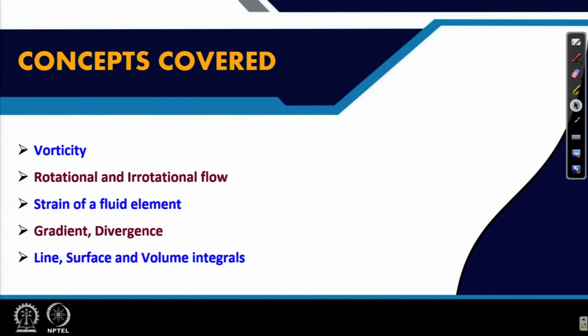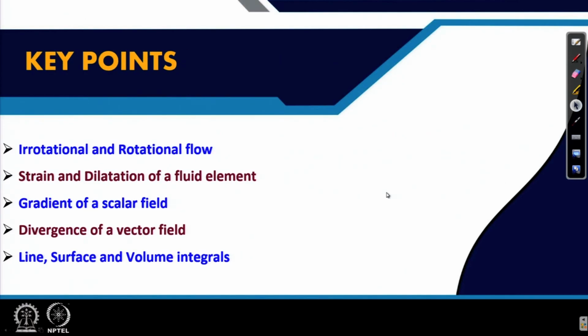So, the concepts that we will cover here include vorticity, rotational and irrotational flow, strain of a fluid element, gradient, divergence and different integrals including line, surface and volume. So, these are the key points of this lecture.